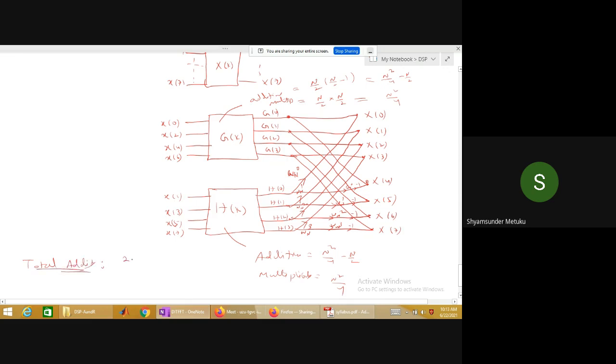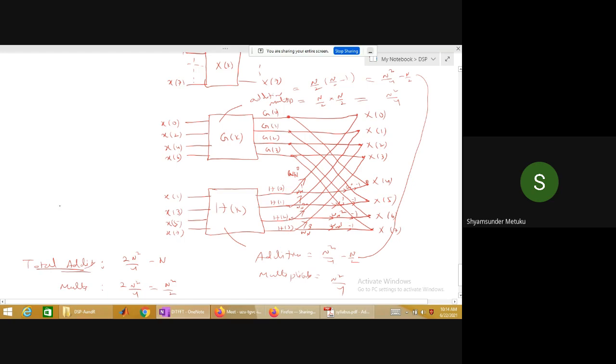Total additions 2n square by 4 minus n. You're adding this one and this one, no? Similarly, total multiplications. Yes or no? So can I say n square by 2 approximately?